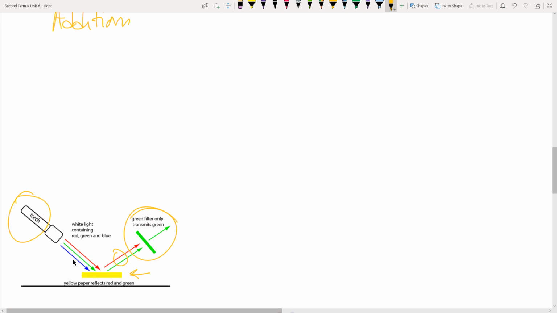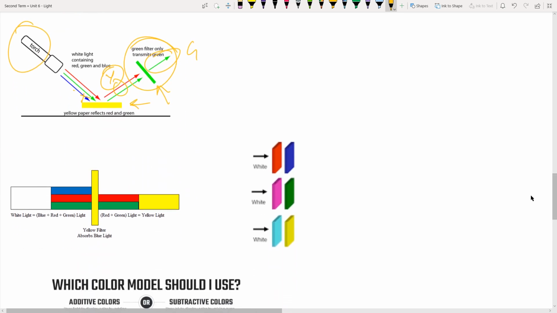So the blue is absorbed, right? The blue is crossed off. The yellow will absorb the blue but reflect these two, which is yellow light, right? So you will see yellow light coming out. And if you put a green filter later on, you will only see green light coming out of it, right? So you will have green light at the end, right? This is what it means.